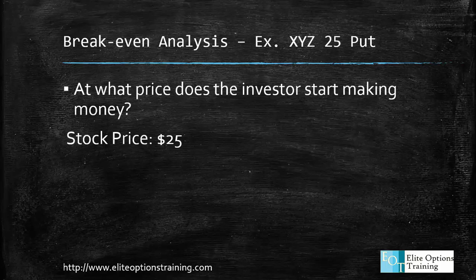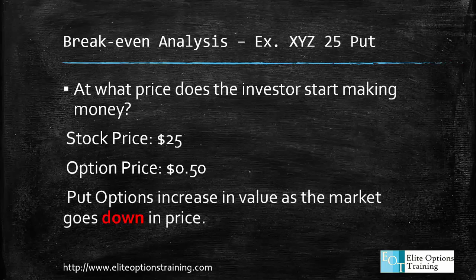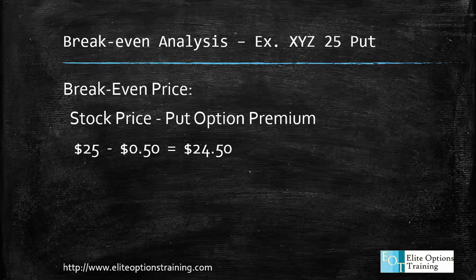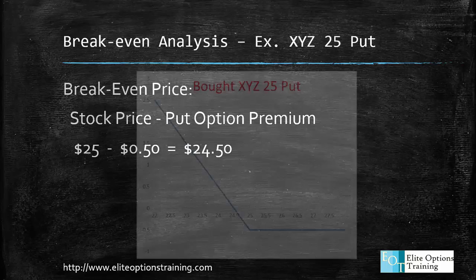Well, the XYZ stock price is $25. Once again, we paid 50 cents for the option. And with put options, they increase in value as the market goes down in price. So our break-even price will be the stock price, which is $25, minus the premium we paid for that put option, which is 50 cents, to give us a break-even price of $24.50.